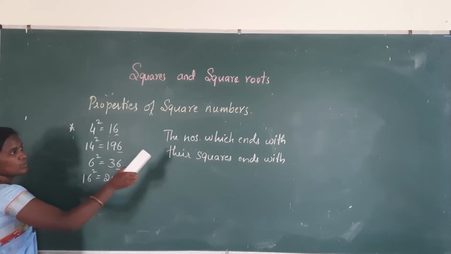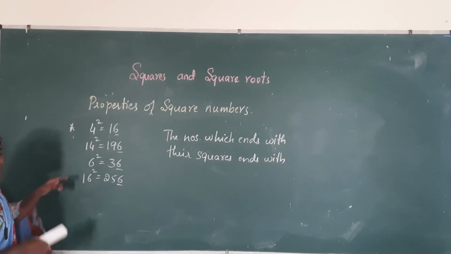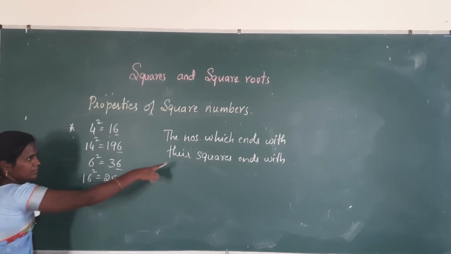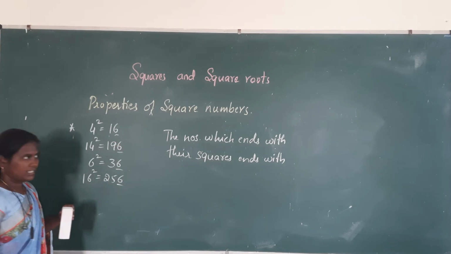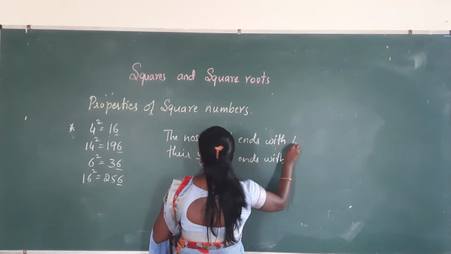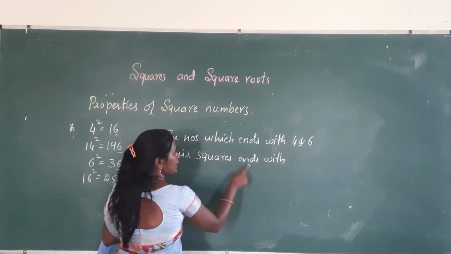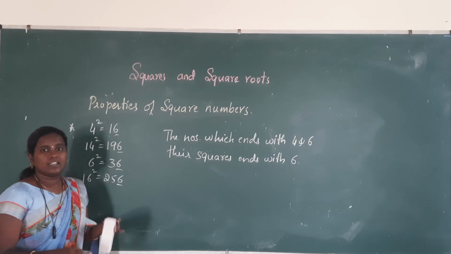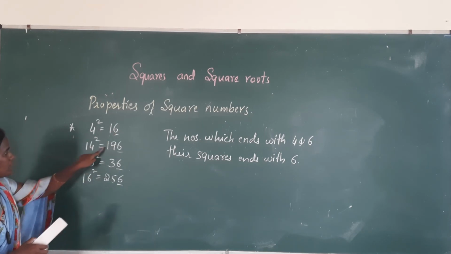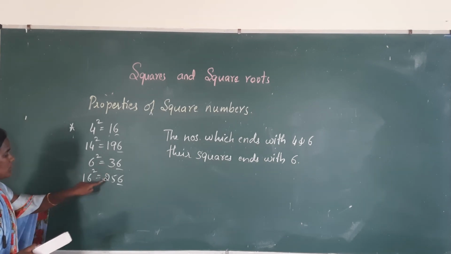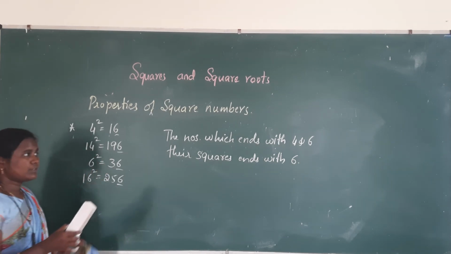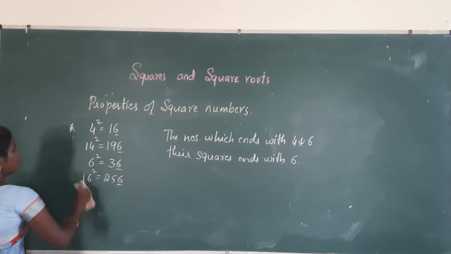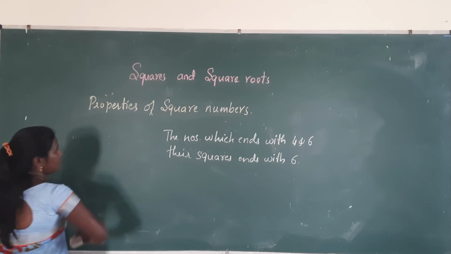So the numbers which end with 4 and 6, their squares end with 6. It's clear? So 4 square 16, 14 square 196, 6 square 36, 16 square 256. The numbers which end with 4 and 6, their squares end with 6. Now let us take the numbers which end with 5.